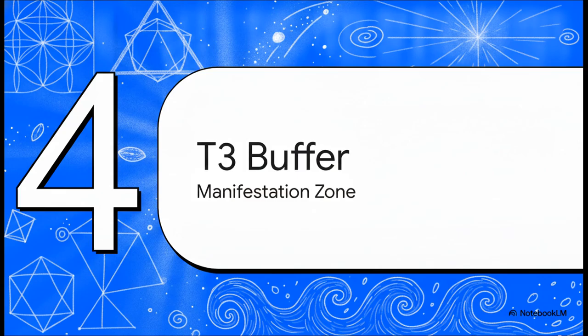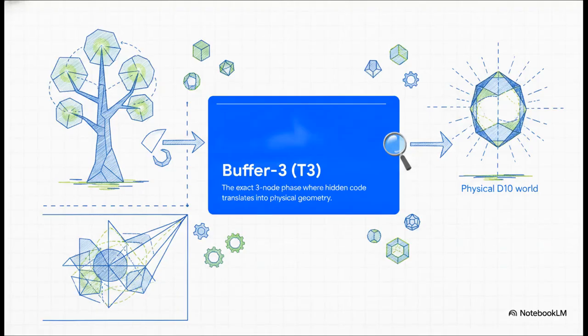Section 4. The T3 manifestation buffer. How do these two inverted fields actually touch? They meet right in the middle at buffer 3, also known as Earth or the tree. T3 is this highly specific 3-node phase. It's the active living traversal zone that decides which invisible code from the I9 field actually gets translated and stabilized into the physical geometry of D10.